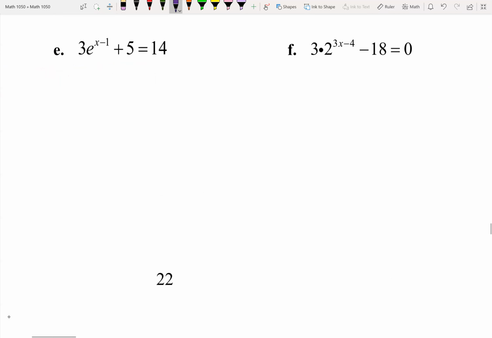Okay. Question E. Everybody in the room, tell me step 1. Move your 5 over, right? So you have 3e to the x minus 1 is 14 minus 5, which is 9. Do I convert right now, guys? Tell me. No. What do I have to get rid of? The 3. So you divide by 3. e to the x minus 1 is equal to 3. Am I stuck now?